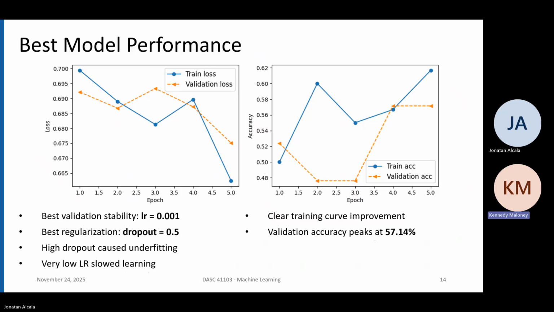And a very, very low learning rate slowed the learning. What was interesting is I decided to play with some of the really, really extreme learning rates. And I did see that the smaller you go, the better it learns and the slower it learns. But I think it paid off in the end for this model in particular. And then, as you can see from the training curve, there's a lot of improvement, and our validation accuracy ended up peaking at 57.14, which we were really proud of.